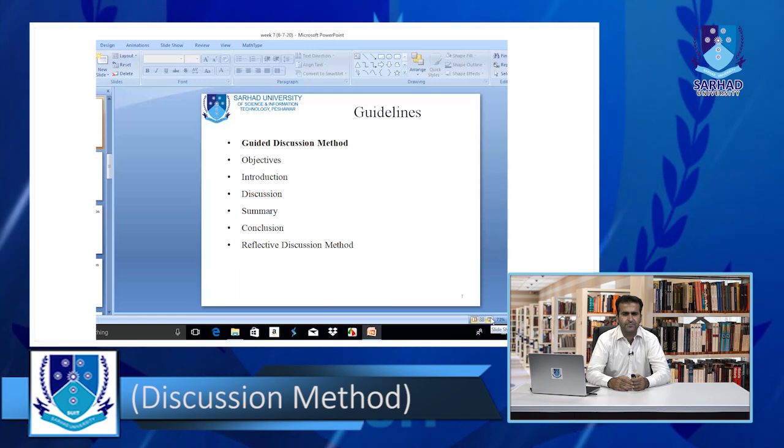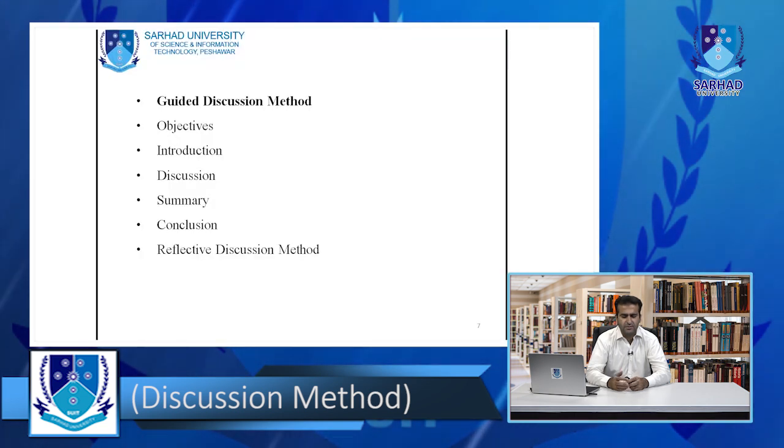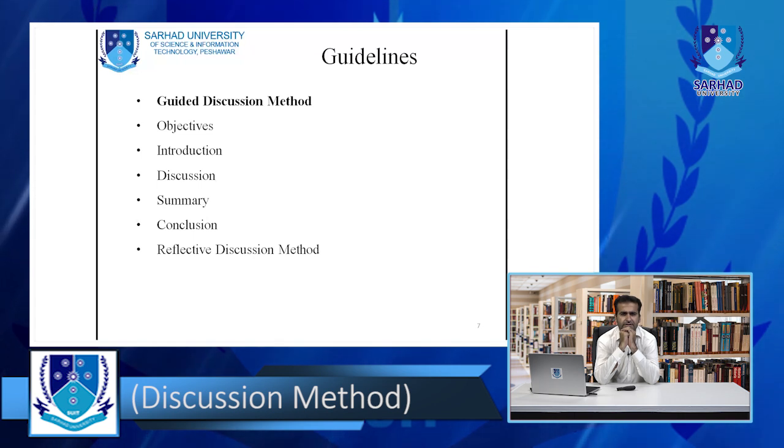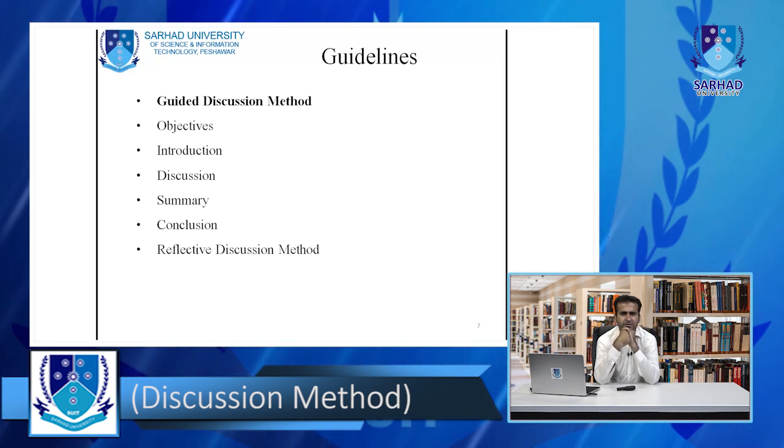Next, there are certain guidelines for the discussion method. Number one, the objectives of the group discussion should be explained. What are the objectives of the group discussion? It should be explained thoroughly.